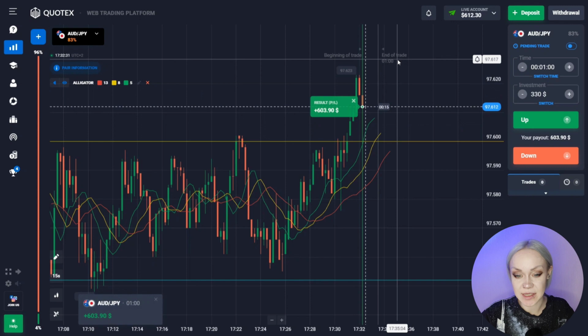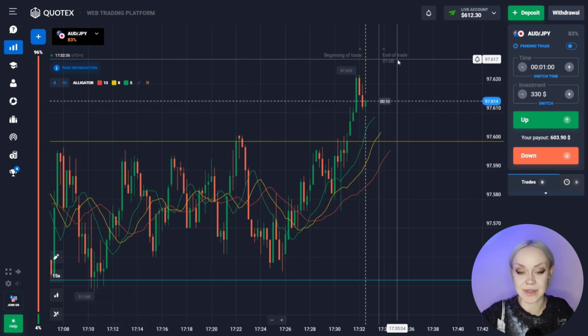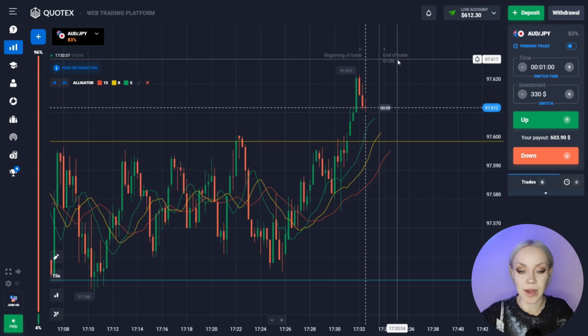As you can see, the price updated the maximum and began to adjust, but we managed to close above the entry point. Thanks to the indicator, we were able to choose a good position and make money. Now let's find the next position.